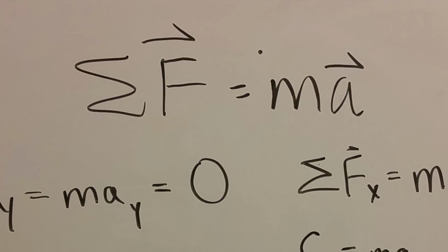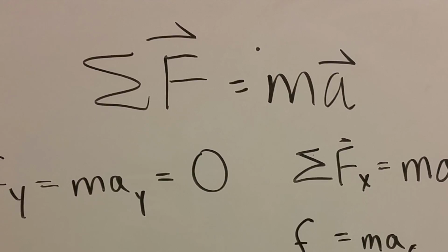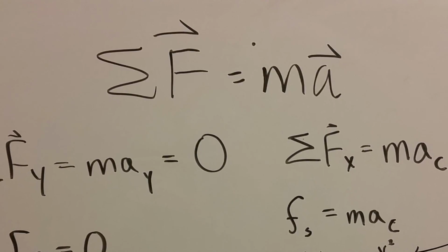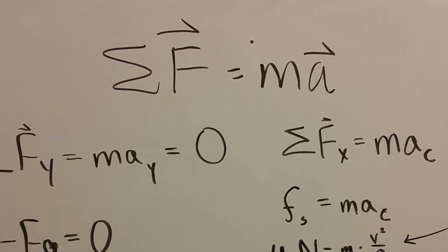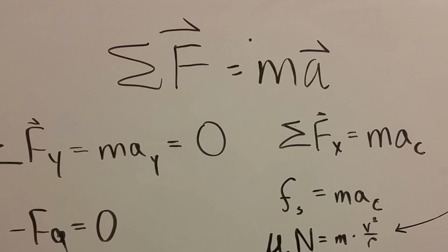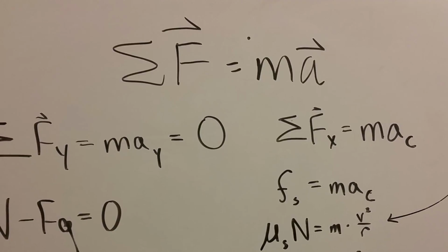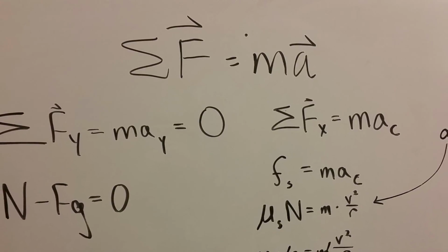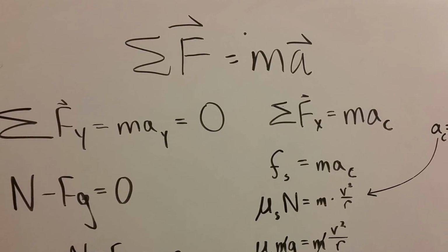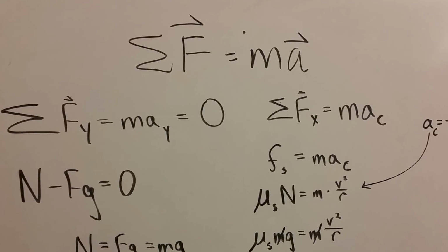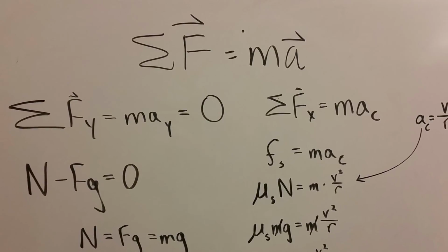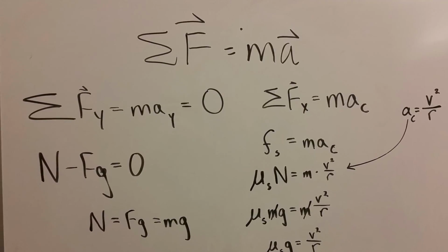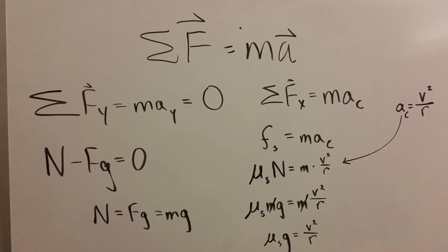So force of x is going to be m times a sub c for centripetal acceleration. Now when we try to write out which of our forces are acting, you'll realize from our free body diagram, it's only really friction that's acting. So static friction is equal to m a sub c. Now in the next line, we use mu sub s as our coefficient for friction times normal force equal to m times v squared over r, because centripetal acceleration is equal to v squared over r.